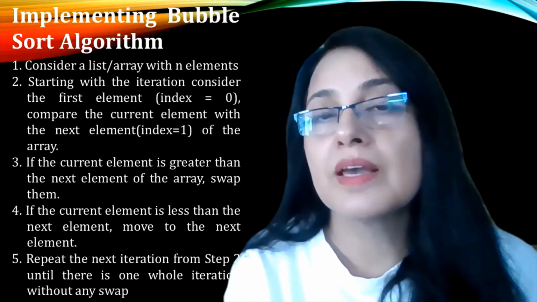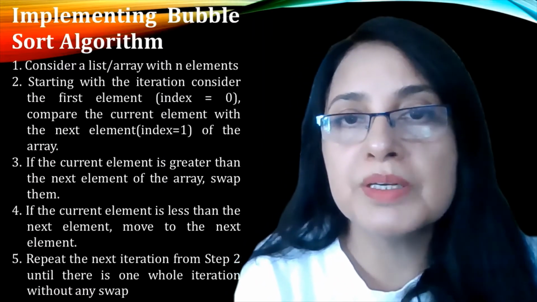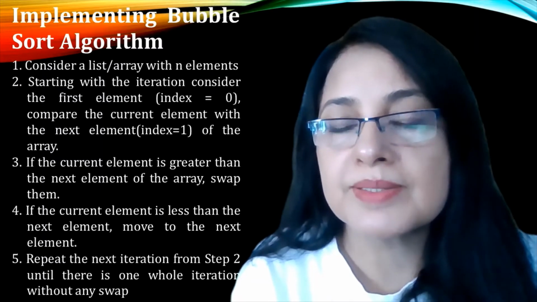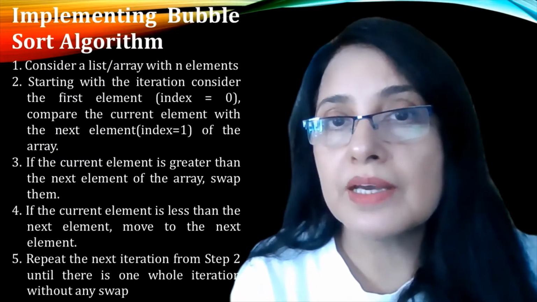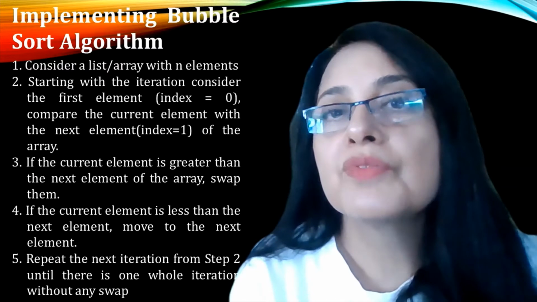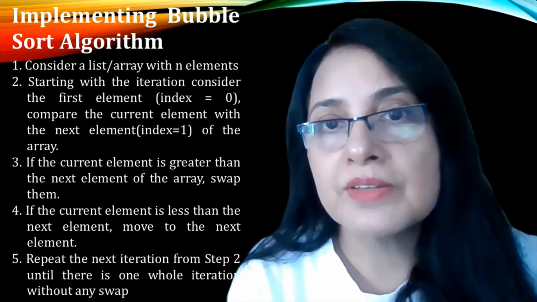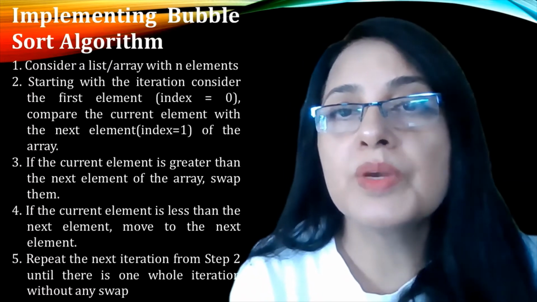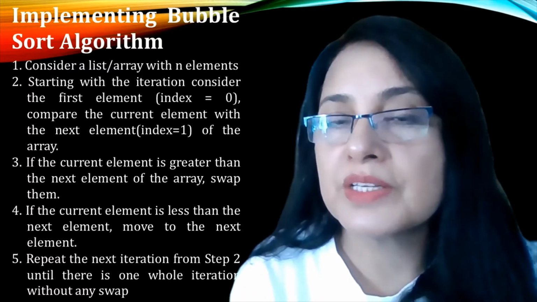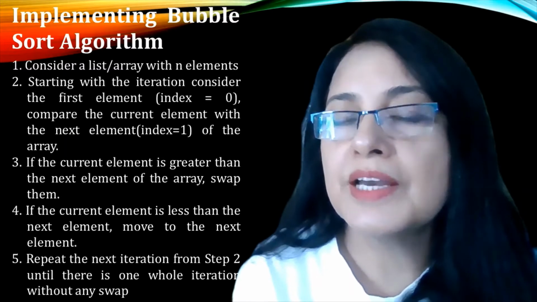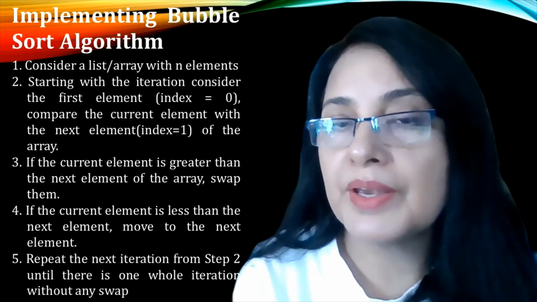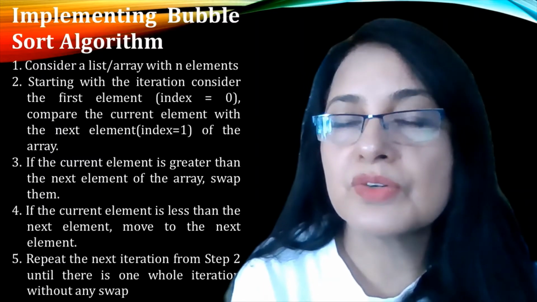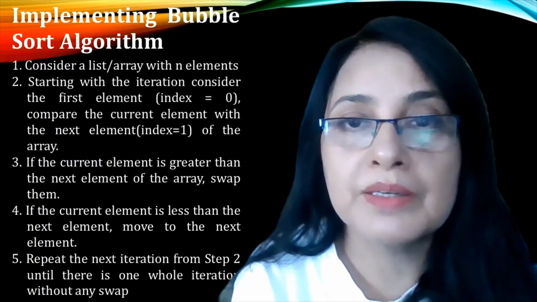That means the last element has been fixed or bubbled to its place, and it will not be considered in the comparisons. At the end of the second iteration, we will now fix the second largest number at the second last place, and then we will not compare that with the rest of the list. After the third iteration, we will only compare n minus 3 elements. At the end of the fourth iteration, we will compare only n minus 4 elements.